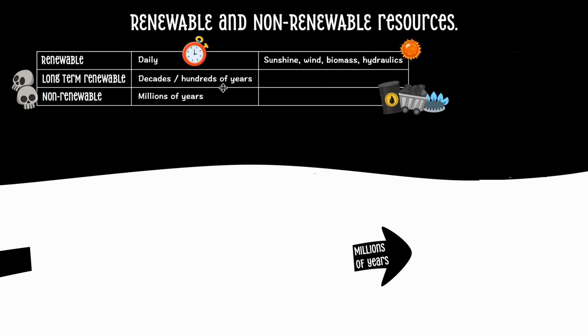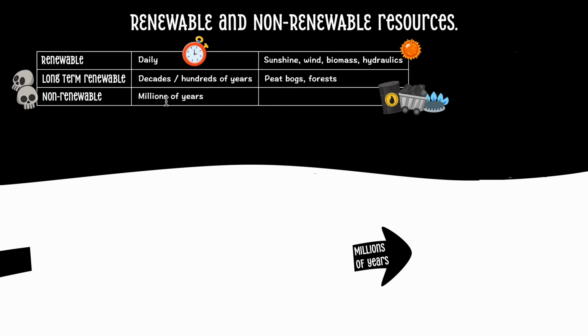Then we have long-term renewable. So these are sources of energy, sources of carbon that take quite a long time to form, decades to hundreds of years. So if we take all of it away, we have to wait quite a while before some more will form. So as long as we're not taking more than what is being formed, it is then technically renewable. Okay, so that can include peat bogs, which we'll talk about a bit later in this video, and forests. Okay, as long as we don't take too many of the forests compared to how fast they're forming, then it's fine. And then we have the non-renewable ones.